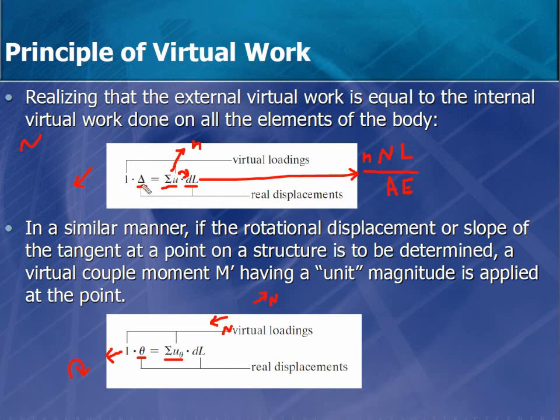But now this delta is under the 1, so the N is not squared; it will be small n times capital N. Small n is due to the 1 kilonewton, and capital N is due to the real loads, and that's going to give me the deflection. I can find deflection at any location by using this principle.